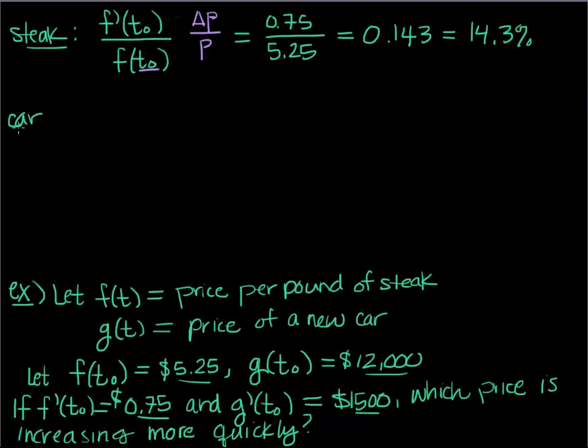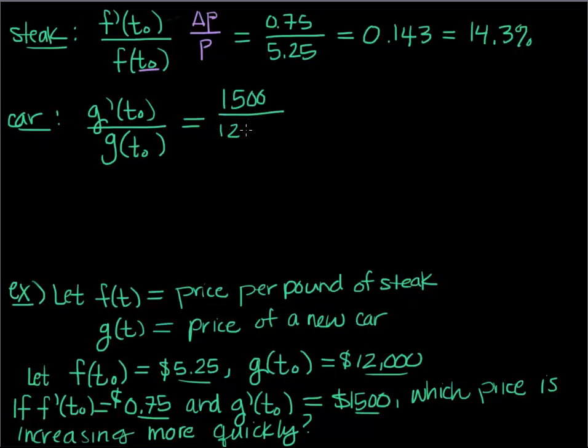Let's look at the car. So my relative rate of change here, g prime of t naught, all over g of t. Again, the change in price divided by the price. All right, so what is this going to equal? In this case, yeah, $1,500 is bigger than 75 cents, but on the bottom I have 12,000. Okay, so this ratio here might be smaller, and we see that it is. You get 0.125, which is 12.5%.